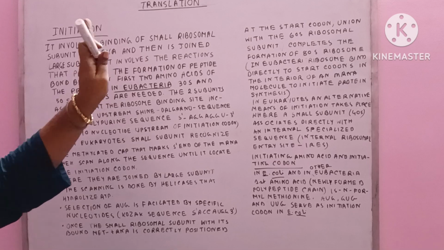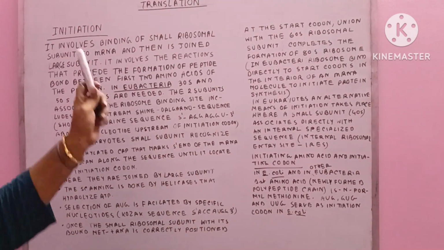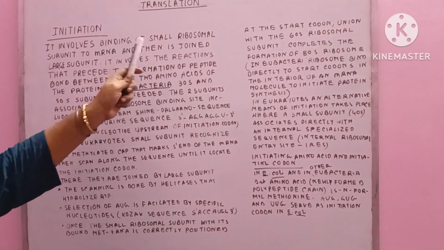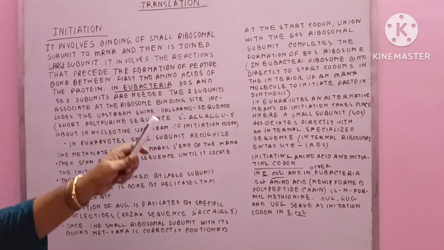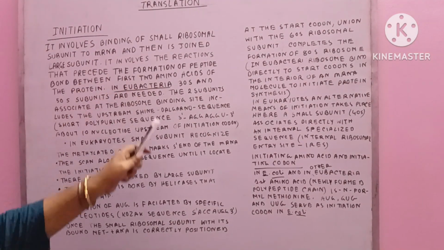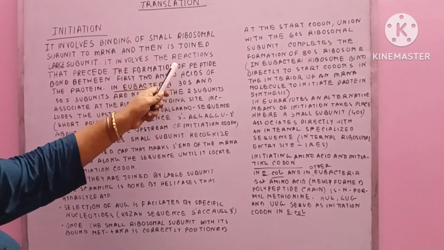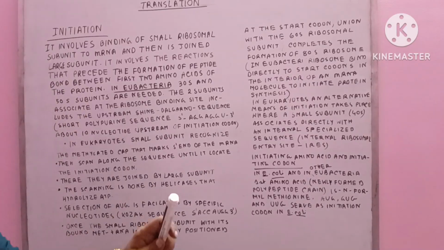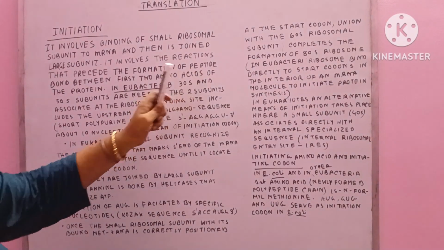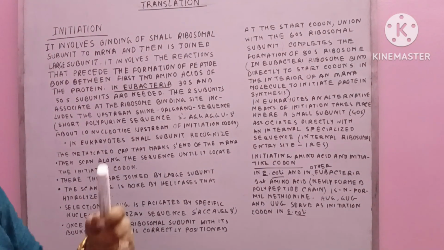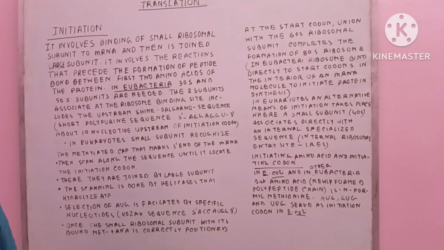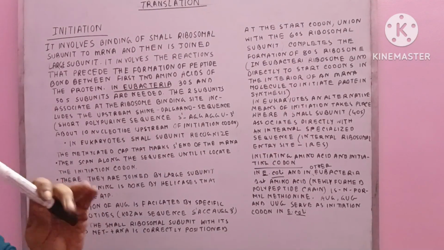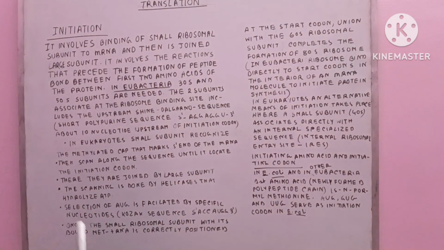Okay, so first the two ribosomal subunits that are involved here join with each other, and then the reactions that precede the formation of the peptide bond take place. You can say that the peptide bond formation is seen between the two amino acids, and then this process continues.